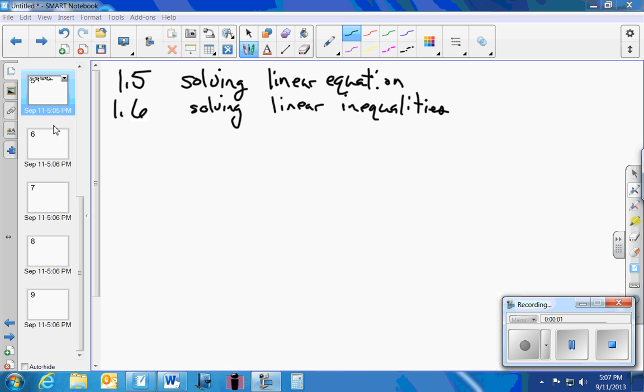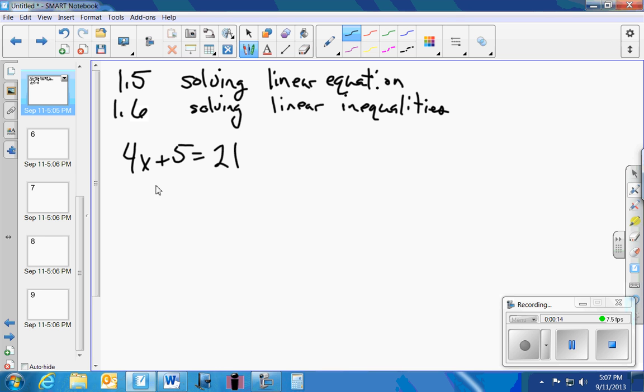We're going to do two sections together, actually. So 1.5 is really easy. The first question looks like this. All right, you guys should know how to solve this by now. So I subtract 5, and I get 4x equals 16. Then I divide by 4, and x equals 4. That is the basics of 1.5.